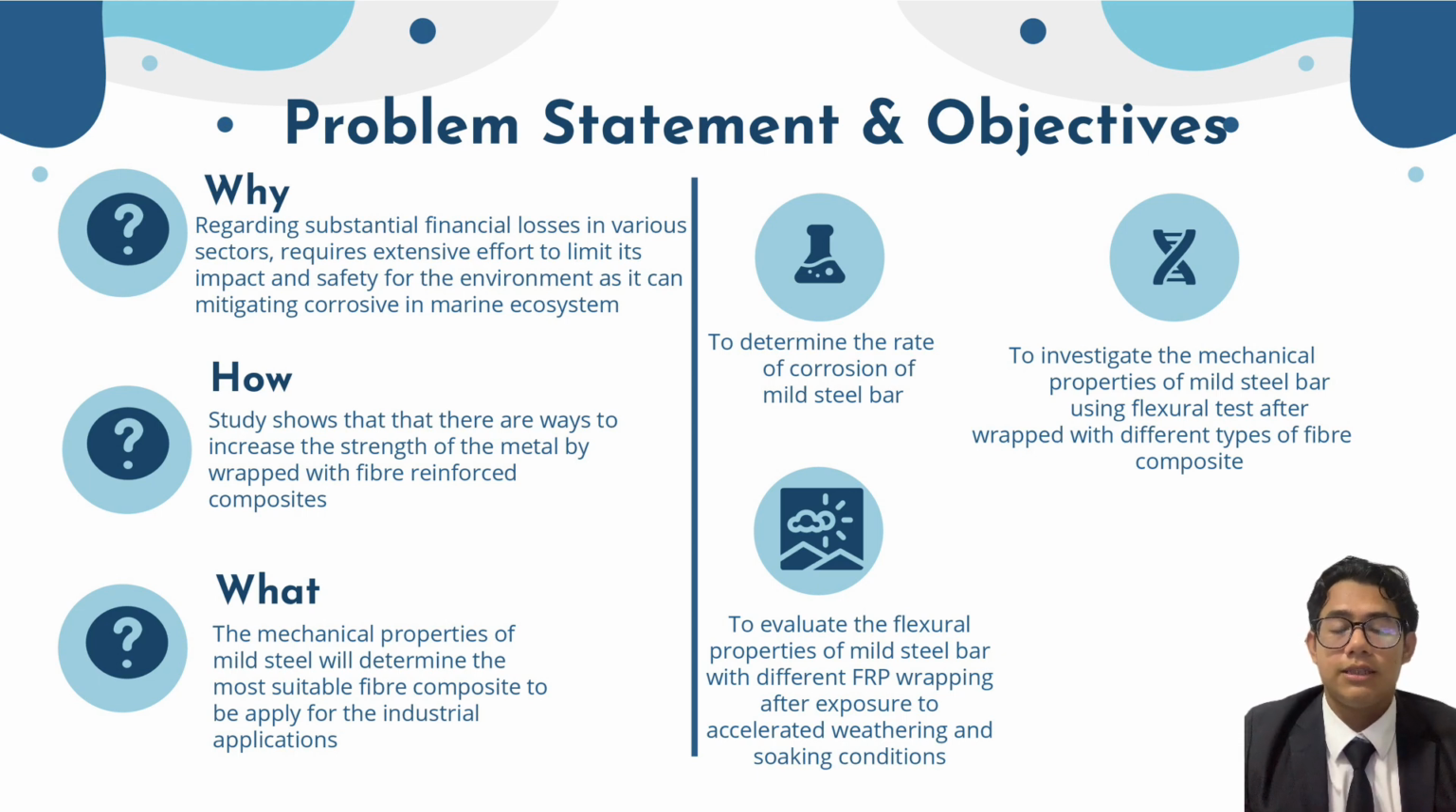Okay, there are 3 objectives that have been set throughout this project. First is to determine the rate of corrosion of the mild steel bar, and the second is to investigate the mechanical properties of mild steel bar by using flexural test after wrapping with different types of fiber composite. And last but not least, the third one is to evaluate the flexural properties of the mild steel bar wrapped with different types of fiber composite after exposure to accelerated weather and soaking conditions.